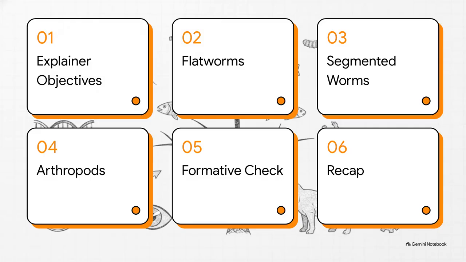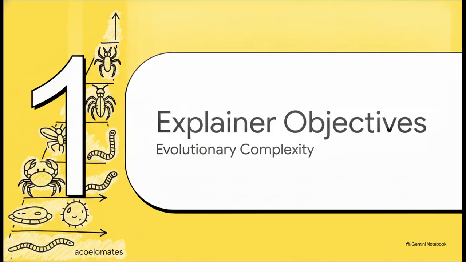Okay, let's look at our roadmap for today. We'll start with our explainer objectives, move on to flatworms, then step up to segmented worms, jump all the way up to arthropods, pause for a quick misconceptions and formative check, and finally, wrap it all up with a recap of required concepts. Section 1. Explainer Objectives. The Evolutionary Complexity Ladder.